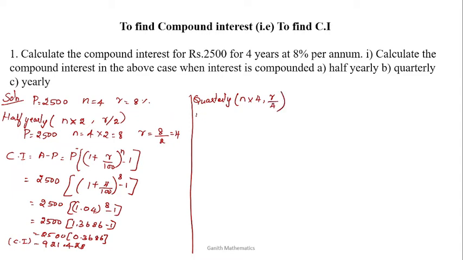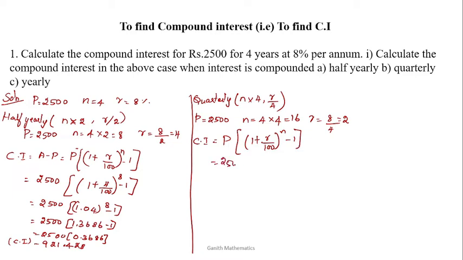So your P is the same 2500. Okay. And your N, you are already having 4 years. So they are calculating quarterly. So it means that 1 year it will take 4 quarters. So for 4 years it will be 16 quarters. And R is 8 divided by 4. So that would be 2. So the compound interest formula is same. So it is P into 1 plus R by 100 the whole power N minus 1.